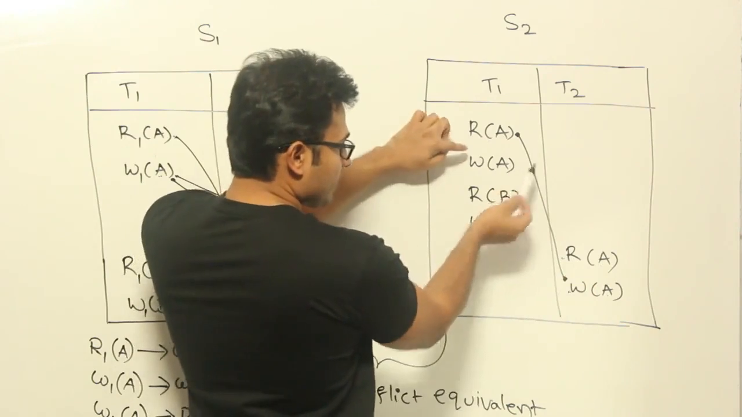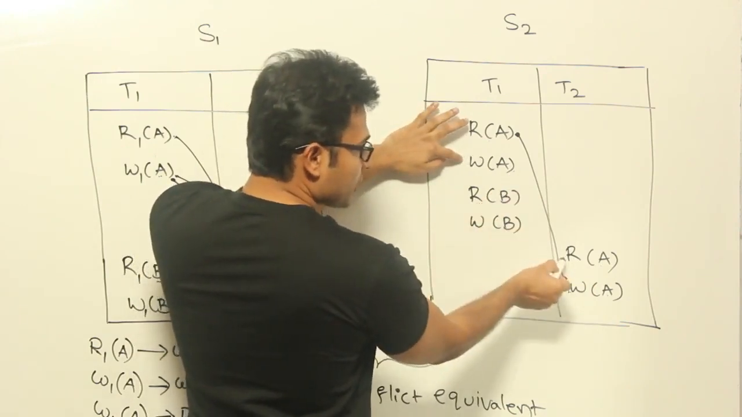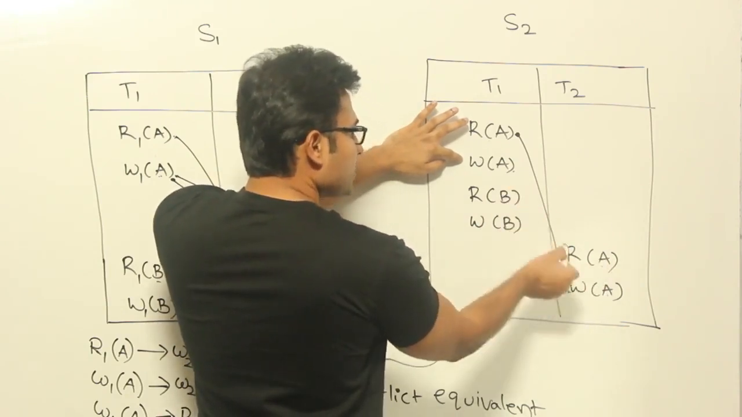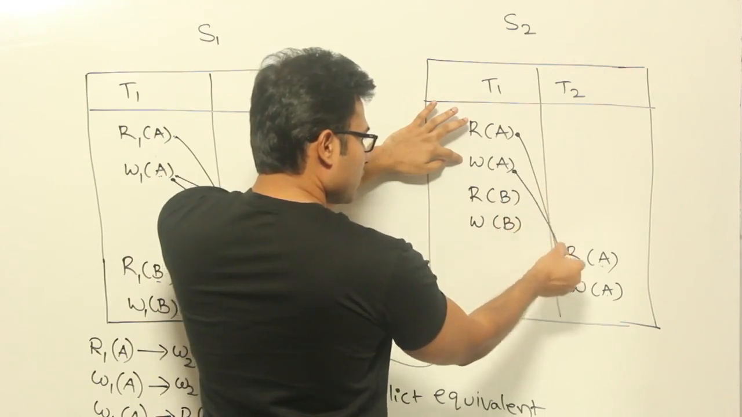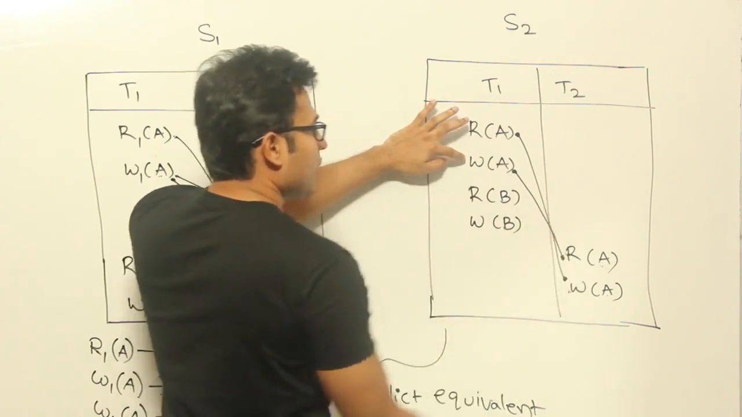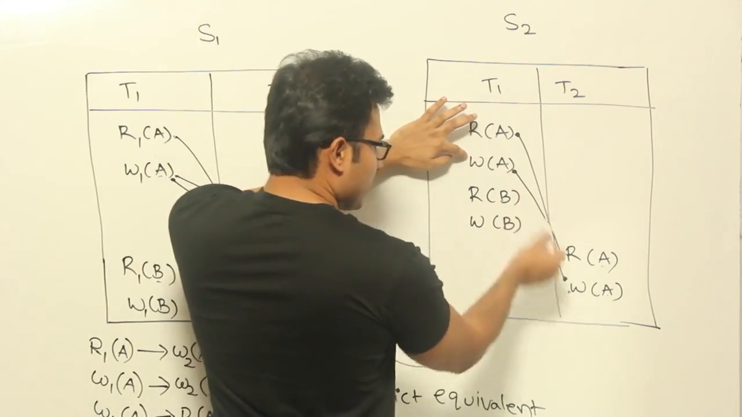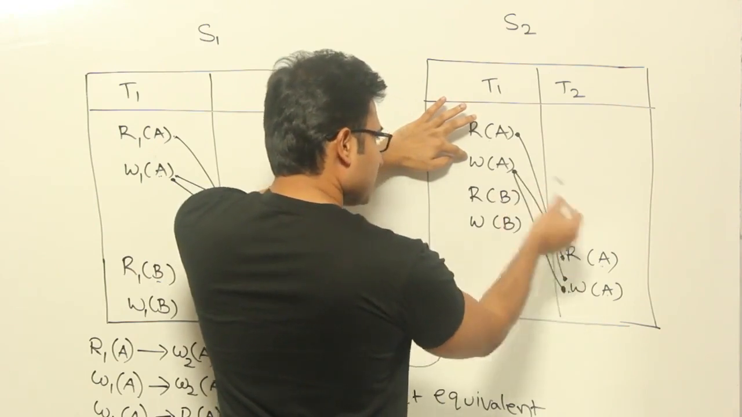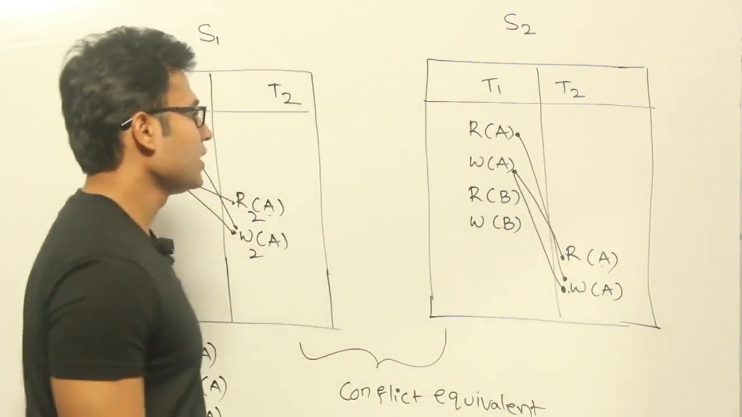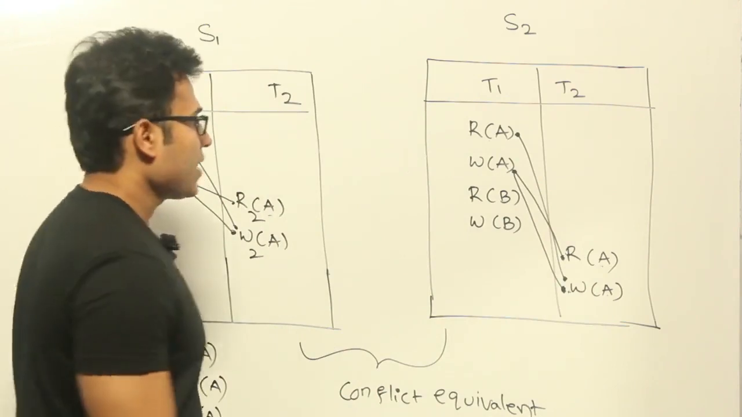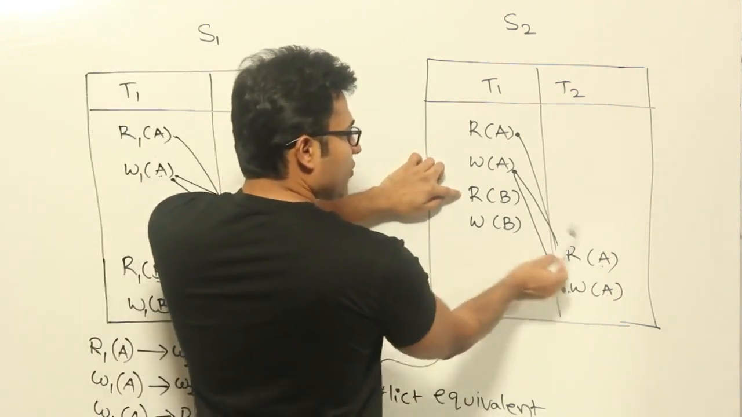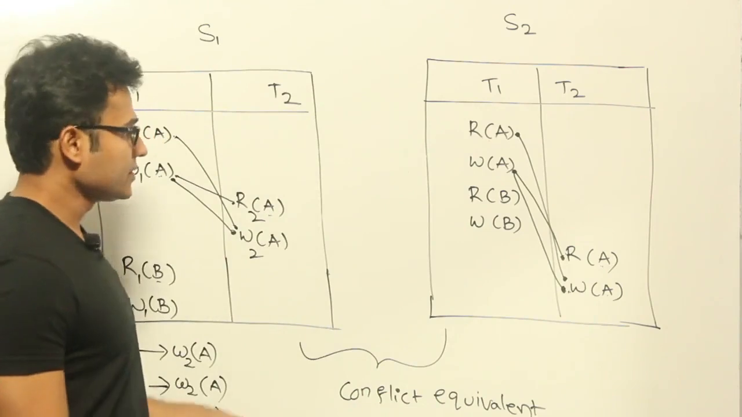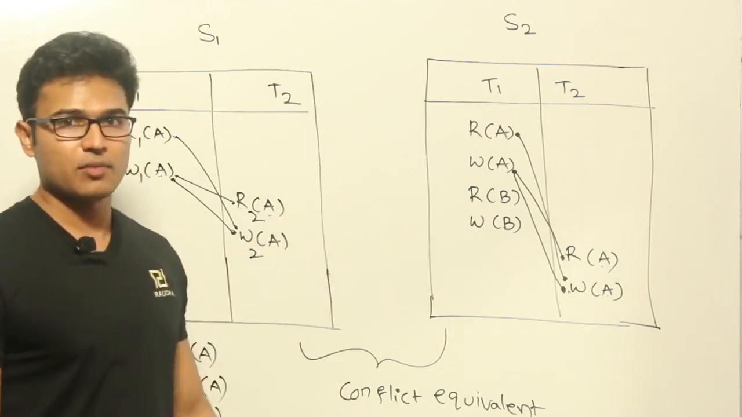And what about this one? Next, this one is going to conflict with this because both of them are working on the same data item, which is A, and one of them is a write, therefore it is going to be a conflict, right? And again this one is going to be a conflict, write, because both of them are from two different transactions and at least one of them is a write and they both are working on the same data item. Got it? And what about this one and this one? No conflict because they are working on two different data items, right? Okay, now let's see what the order of these conflicting operations is.